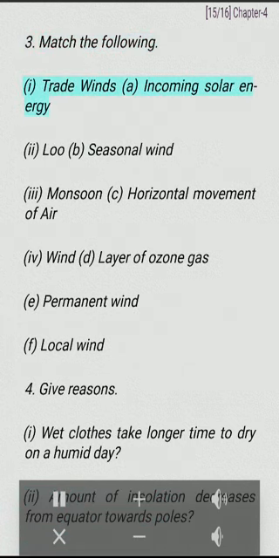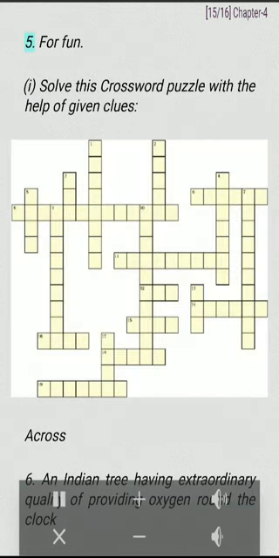3. Match the following. I. Trade winds. A. Incoming solar energy. II. Lu. B. Seasonal wind. III. Monsoon. C. Horizontal movement of air. IV. Wind. D. Layer of ozone gas. E. Permanent wind. F. Local wind. 4. Give reasons. I. Wet clothes take longer time to dry on a humid day. II. Amount of insolation decreases from equator towards poles.